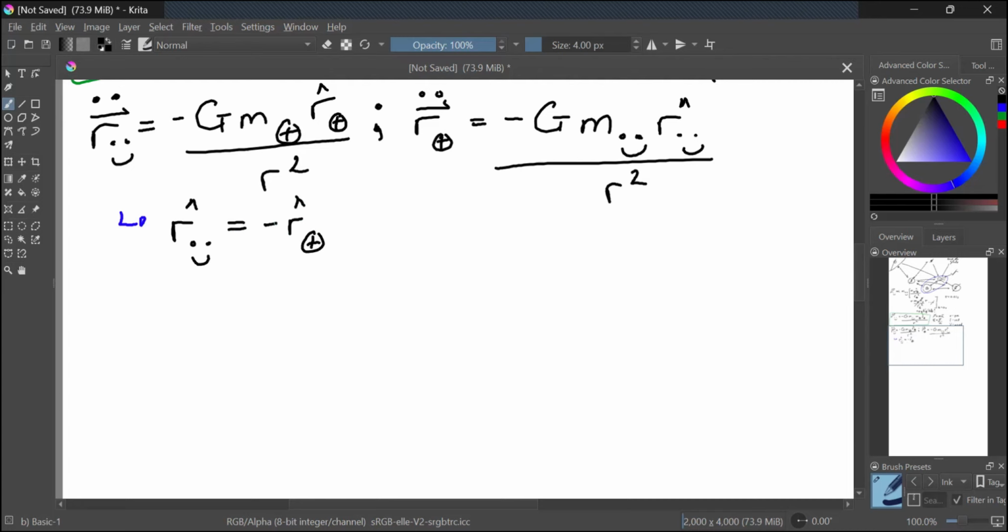So if we want to get the total acceleration of everything that's happening, the total acceleration, we would take the first one. We're going to take our satellite acceleration, and we are going to subtract the Earth's acceleration, because the Earth is moving 180 degrees in the opposite direction of our satellite. So I'm going to do this.